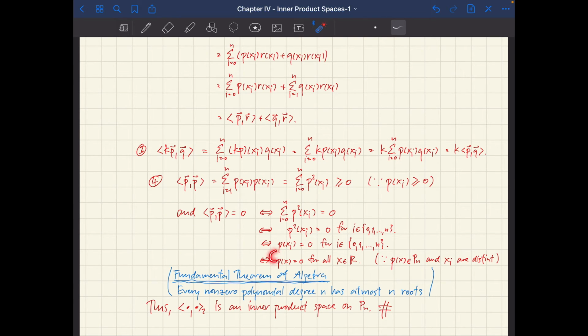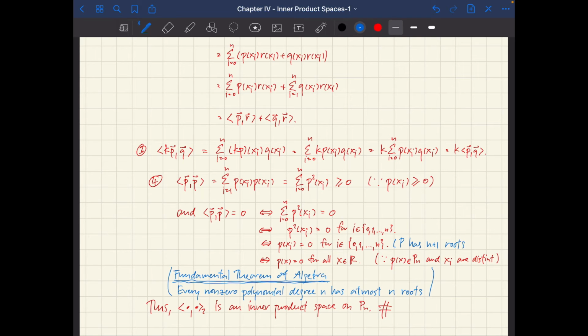And why can we conclude that P(x), this polynomial, is the zero polynomial? Why? Because we know that P(xi) equal to 0 means that xi is a root of this polynomial, right? And we know that P(xi) equals 0 for i equal to 0 to n. What does it mean? It means that this polynomial has n plus 1 roots. P has n plus 1 roots.